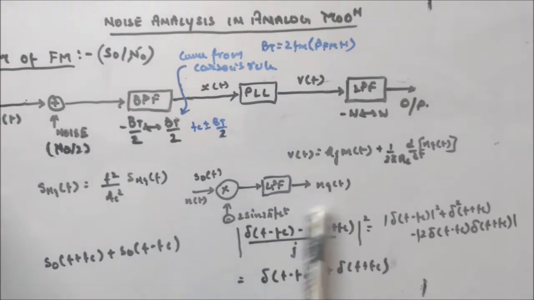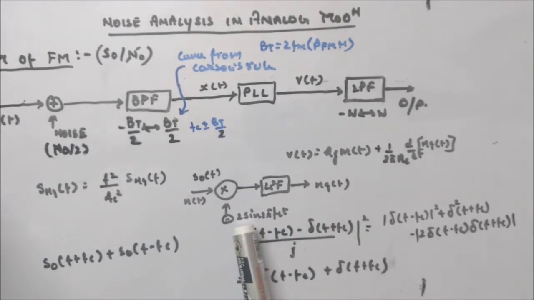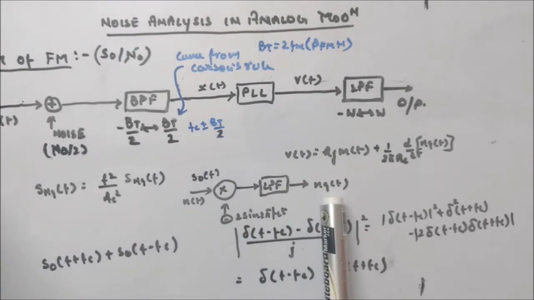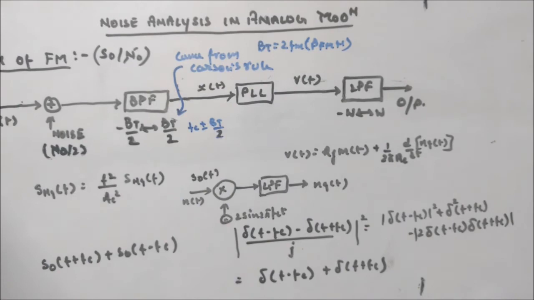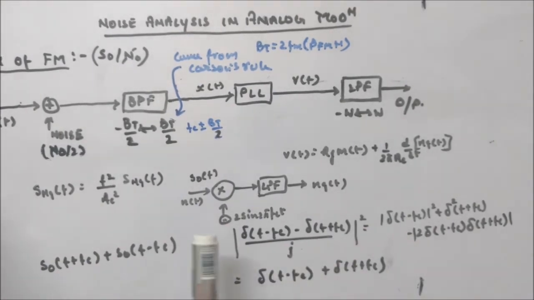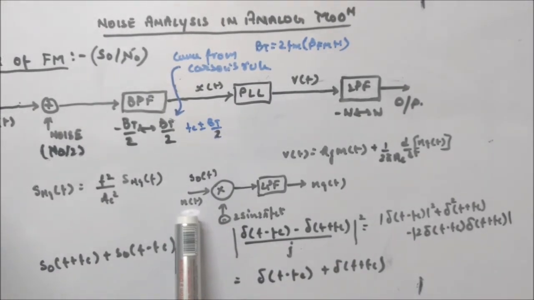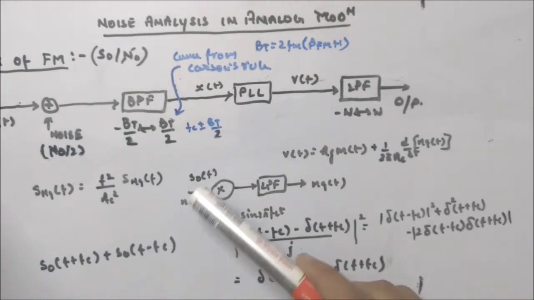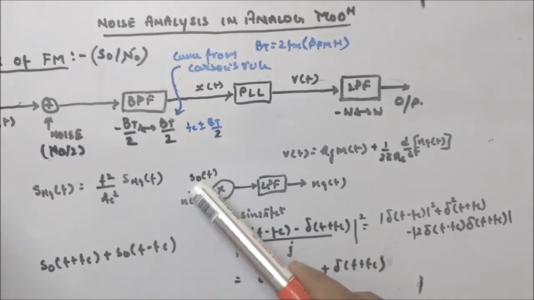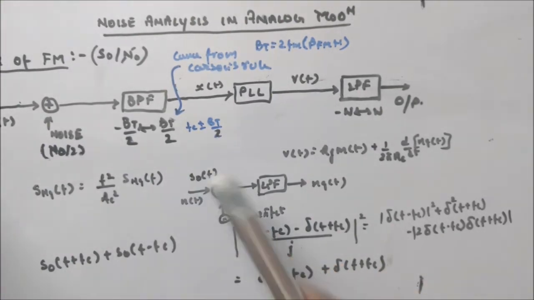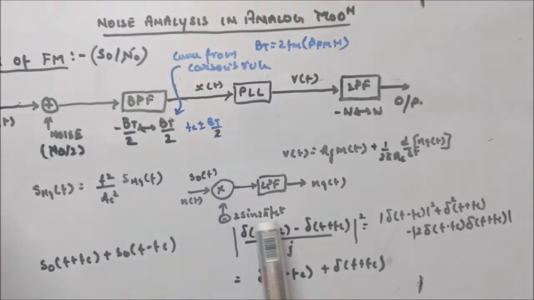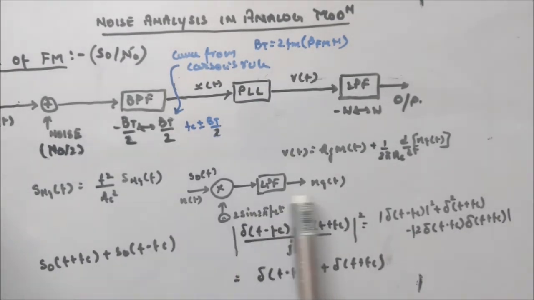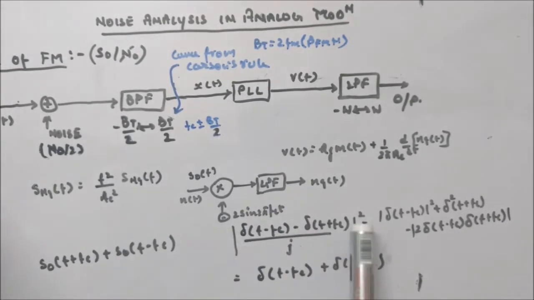If you remember this diagram, where we multiplied n(t) with 2 sin 2 pi fc t, you got an LPF, and at the output of the LPF we were getting Nq(t). Now n(t) is narrowband noise, whose power spectral density we know. Luckily you got a power spectral density here, but here you don't have it. Here you have 2 sin 2 pi fc t, so you have to first convert into the Fourier domain, then take the mod and then take the square.